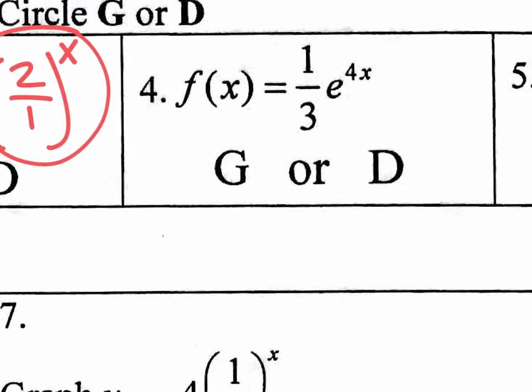Looking at this one, if you don't remember when we covered irrational numbers, e is an irrational number, kind of like pi. Pi is 3.14 and it's a decimal that continues forever. e is the decimal 2.72 and it continues forever. So because your base is 2.72, it's greater than 1, that's also a growth.